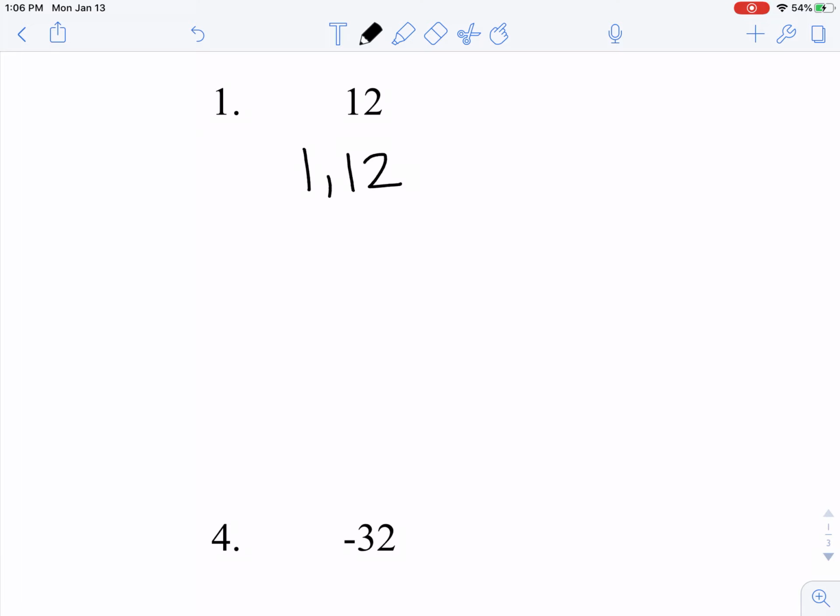Then the first thing I like to do is think about, okay, is this number even or odd? And if the number is even, then we know that it is divisible by 2. And we know 12 is even, so 12 is divisible by 2. 12 divided by 2 is 6.